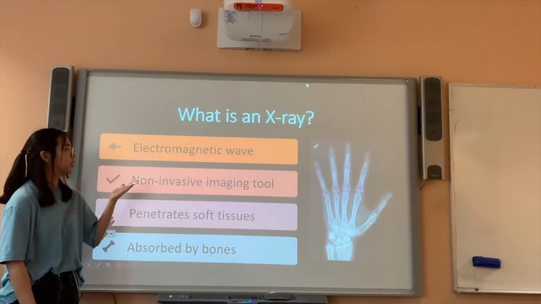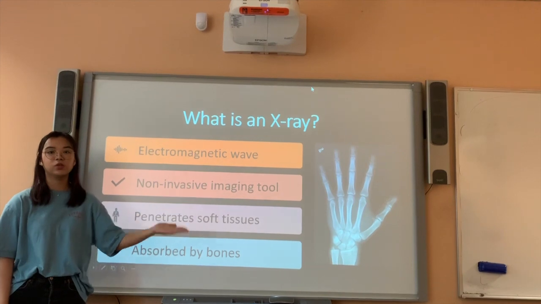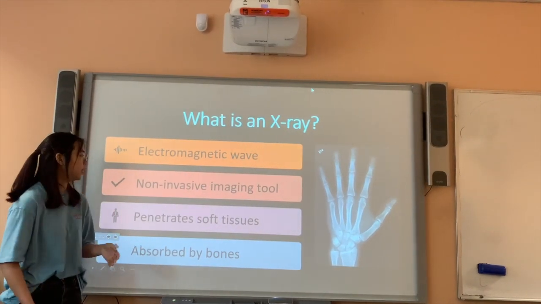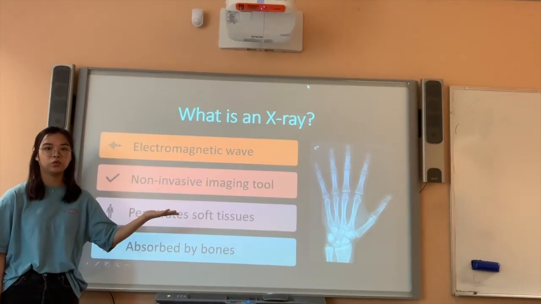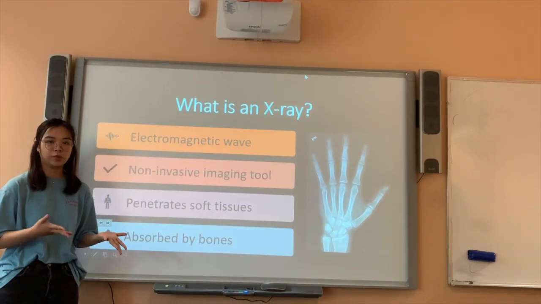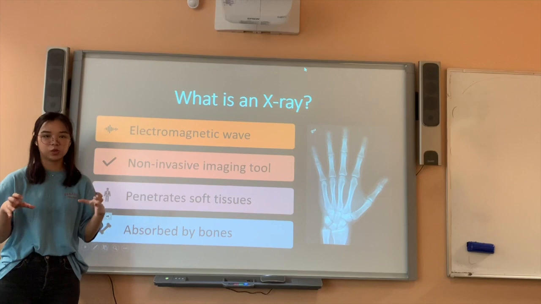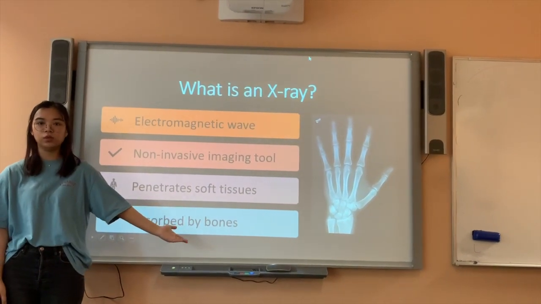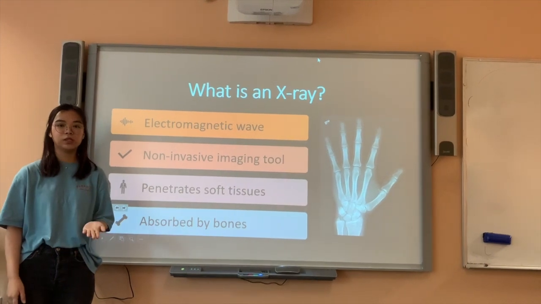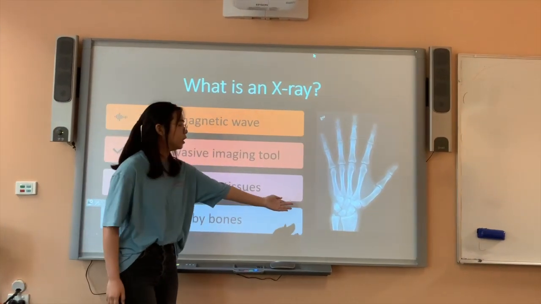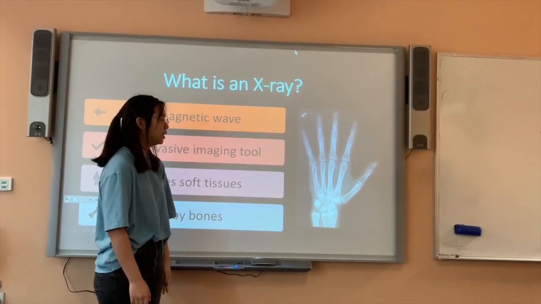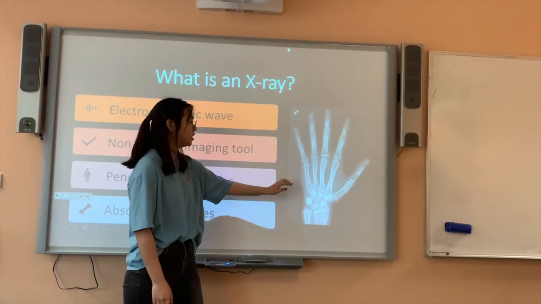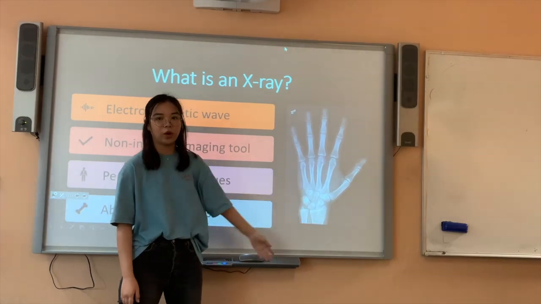X-rays are electromagnetic waves used to diagnose medical illnesses, and it's also a non-invasive imaging tool, so it doesn't cause any trauma to the body while still creating X-ray images. The X-rays penetrate soft tissues and are absorbed by the bones. As you can see in this photo, it penetrates soft tissue like the skin, so that appears darker, and it's absorbed by the bones, so the bones appear white.